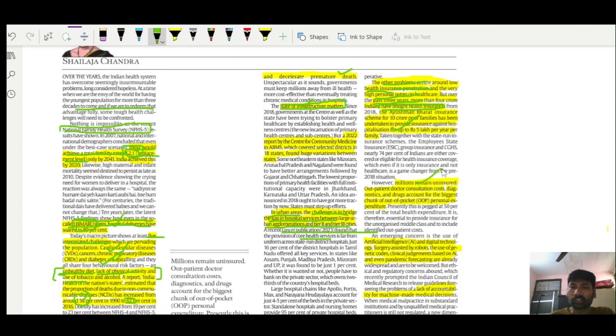Millions remained uninsured. Outpatient doctor consultation costs, diagnostics, and drugs account for the biggest out-of-pocket personal expenditure. In India, the problem of high out-of-pocket expenditure is making healthcare less affordable and less accessible to the people. If healthcare is less accessible and less affordable, it also impacts the productivity of individuals and human capital as well.